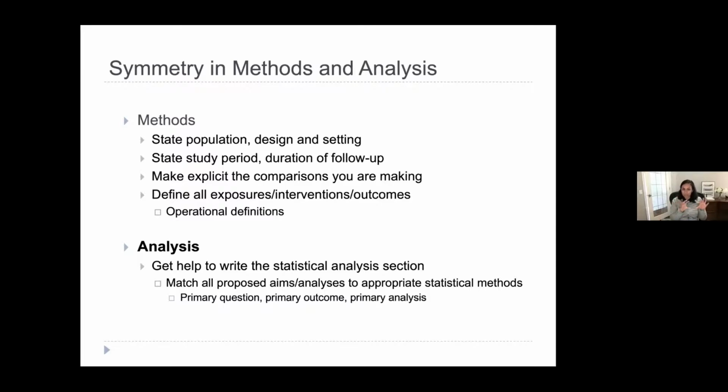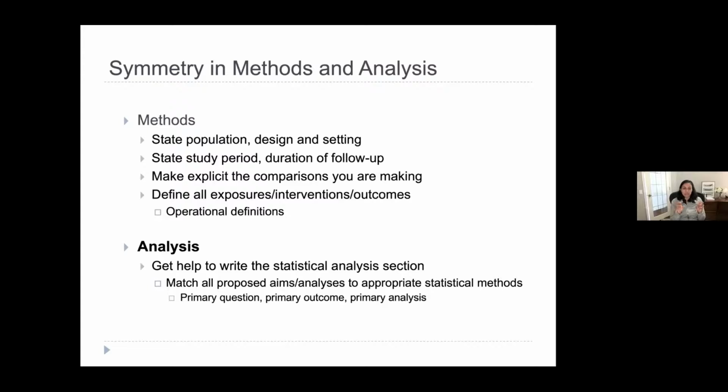So for methods, you can use the STROBE guideline: population, design, setting. All of this is the same for salary awards, okay? Even in that one pager. Population, design, and setting, study duration, etc. And then what are the comparisons you're making?